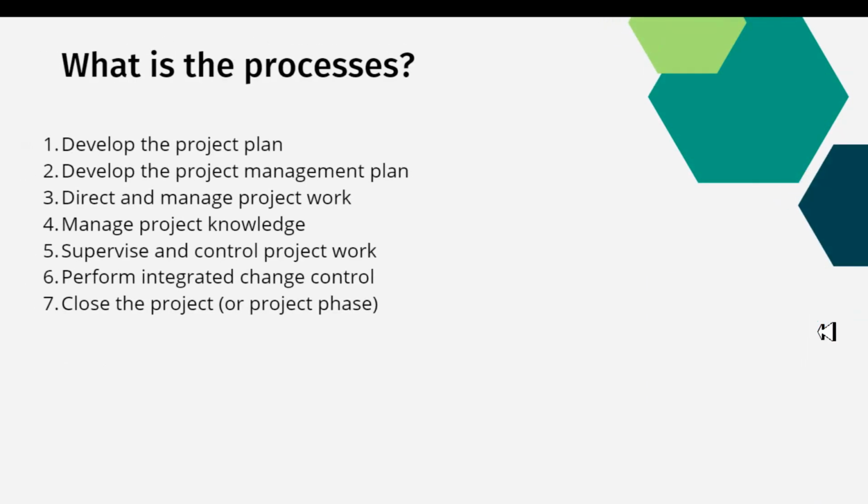What is the process? The first step, develop the project charter. The second is develop the project management plan, direct and manage project work, manage project knowledge, monitor and control project work, perform integrated change control, close the project or project phase. This is the seven step process about this item.